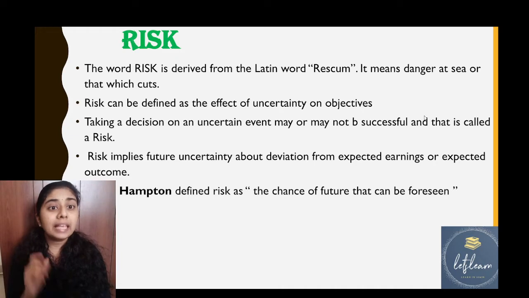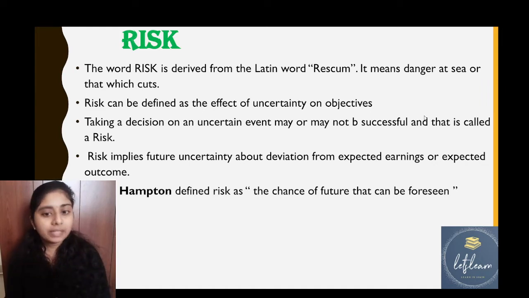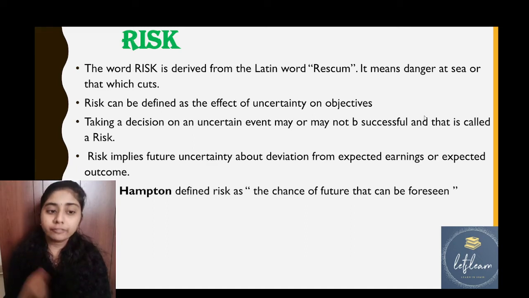So first we can see what is meant by risk. The word risk is derived from a Latin word riscum, and it means danger at sea or that which cuts. So risk can be defined as the effect of uncertainty on objectives. Suppose we are taking a decision on an uncertain event, it may or may not be successful, and that is what is called a risk. Suppose we don't know what is going to happen in the future, and we are making a decision. That decision may be right or may be wrong. Since we are taking that decision on an uncertain objective or event, it is known as a risk. That is, we are taking a risk. So a risk implies future uncertainty about deviation from expected earnings or expected outcomes. According to John J. Hampton, risk is defined as the chance of the future that can be foreseen.